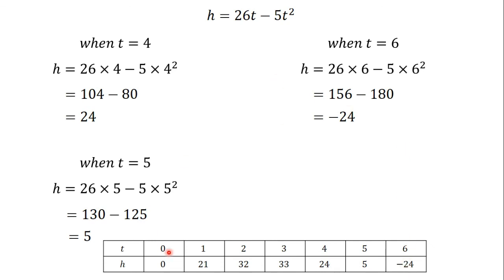So we have now completed this table for the relation h is equal to 26t minus 5t squared. In the next video, we are going to use the values of t and h in this table to draw the graph of the relation h is equal to 26t minus 5t squared. Then we will use the graph to answer the last part of the question.